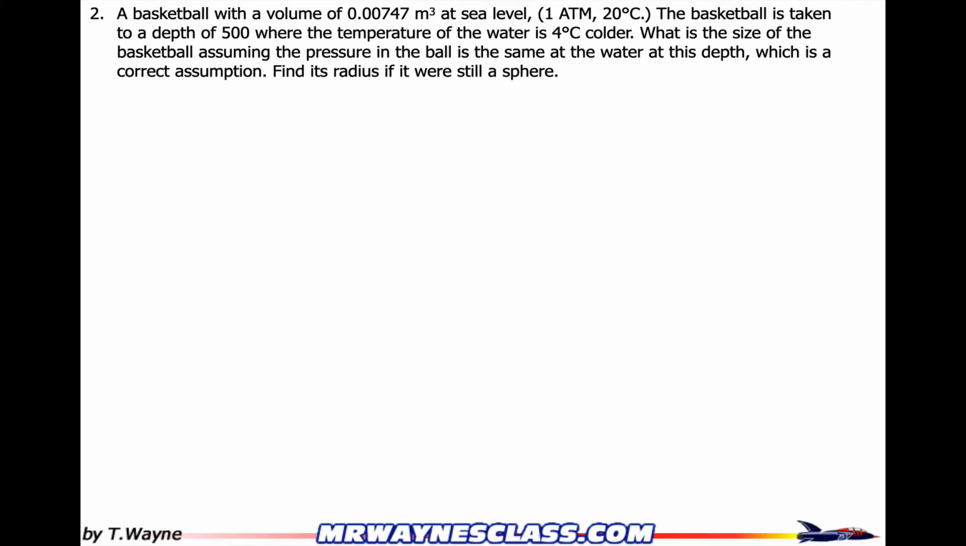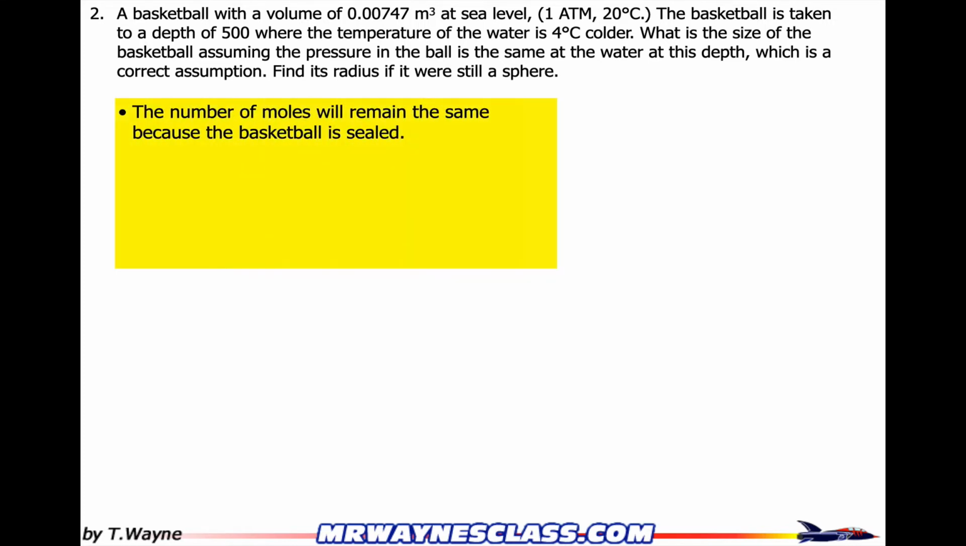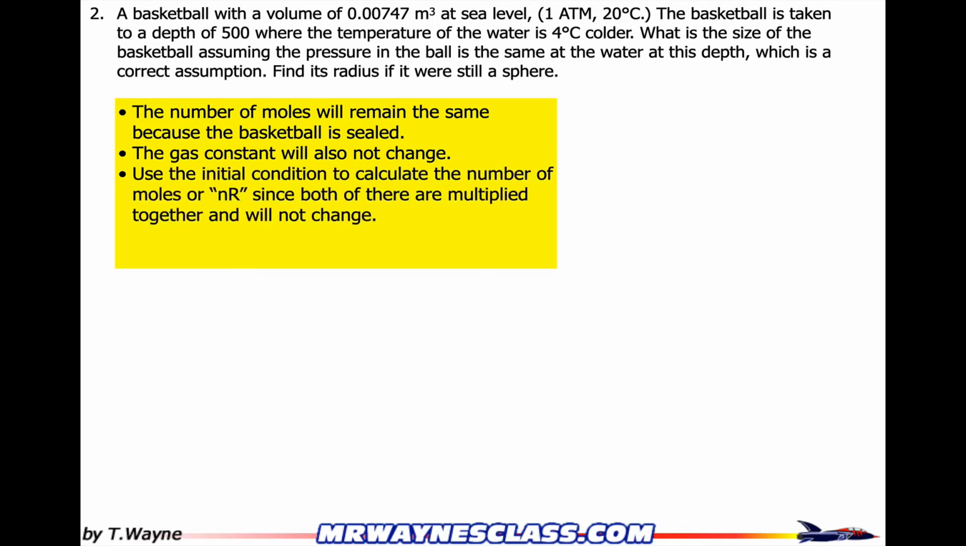All right, so what's going to be my strategy? Well, we'll start with thinking about this. The basketball is sealed, so the number of moles in it at the surface is the same as the number of moles down at 500 meters. The gas constant will also not change, because it's a gas constant. So that means that if I take the number of moles times R, that's going to be a constant, and that won't change between the surface and 500 meters down below.